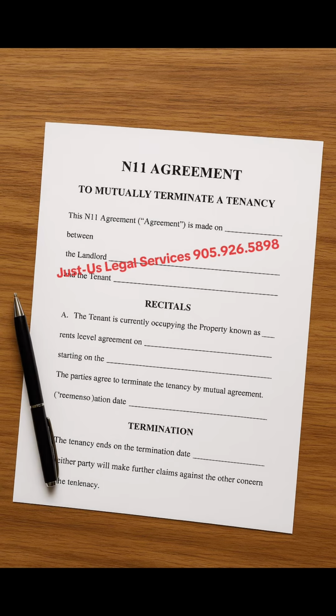But the N11 reflects the tenant's consent to move out on the agreed date, and the board can then issue an eviction order without a hearing if the tenant does not leave. So they call that ex parte, which means no need for a hearing. You submit the L3, the board gives you the order terminating the tenancy.